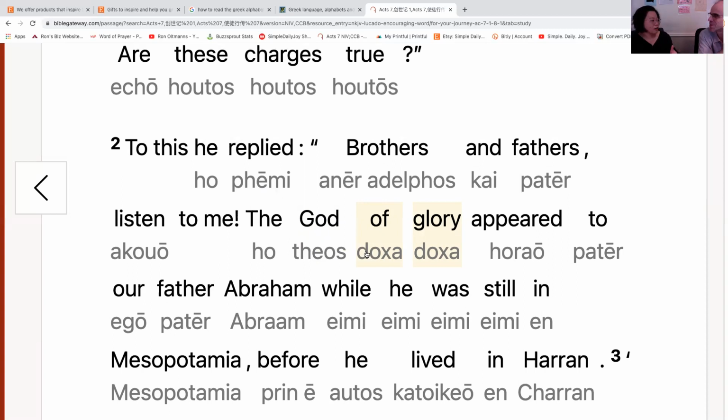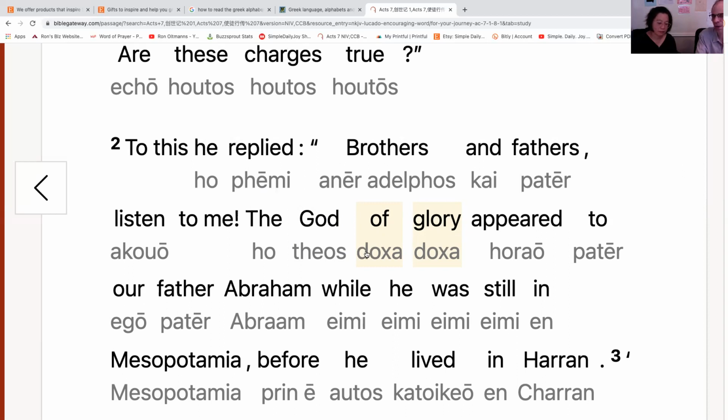Praise God from whom all blessings flow. Praise him, all creatures here below. So a doxology is a word of praise to God's glory. Seeing doxa there just lets us understand that in the original, it's just one word. It's ho theos doxa, the God of glory.